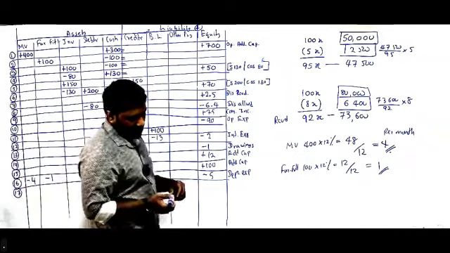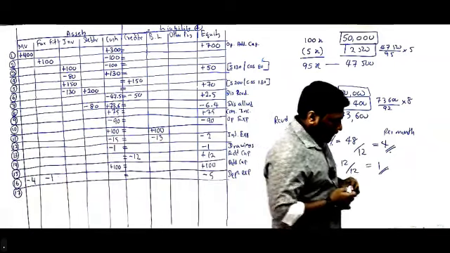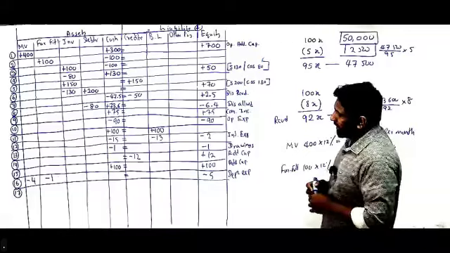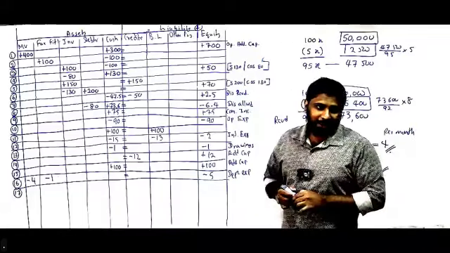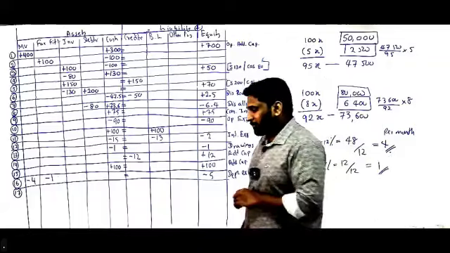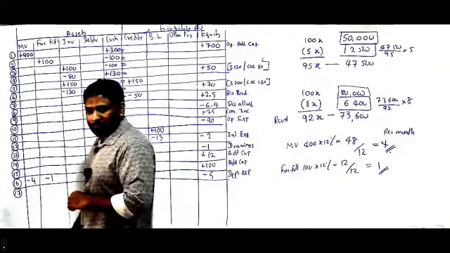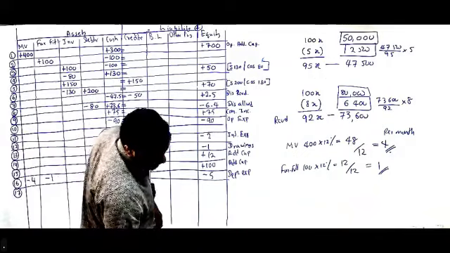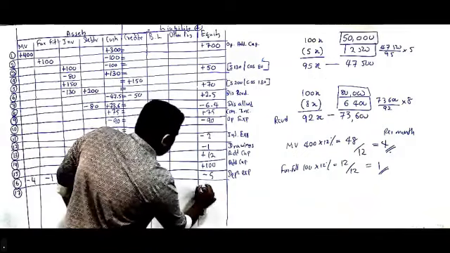Last adjustment: operating expenses not yet paid. How to record it? Increase the expense, which means decrease the equity. How much is that? 5,000.